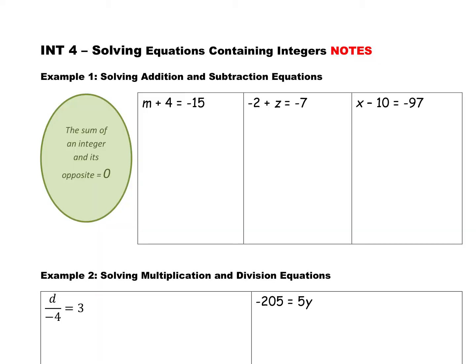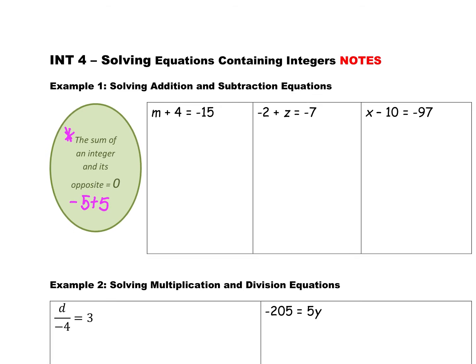All right, we're going to start our lesson today with solving addition and subtraction equations. Remember that the sum of an integer and its opposite is 0. So that would be like a -5. Its opposite is +5. And the sum of those is 0. So a number and its opposite always have a sum of 0. All right, let's zoom in on our first equation.